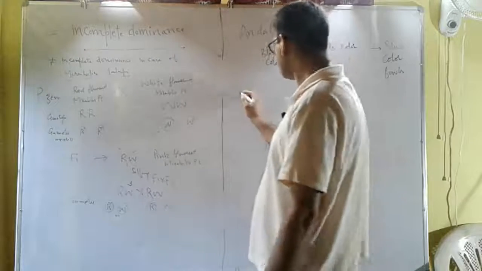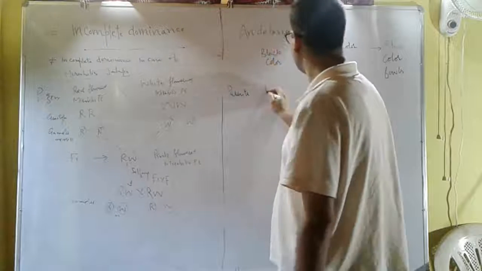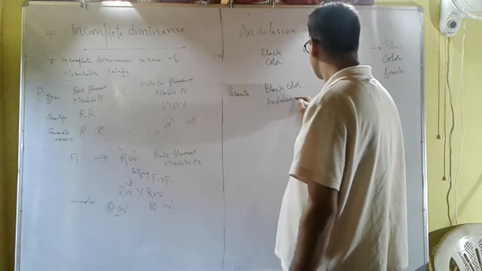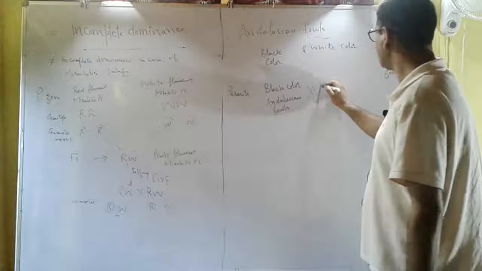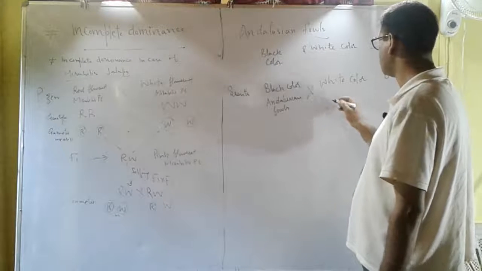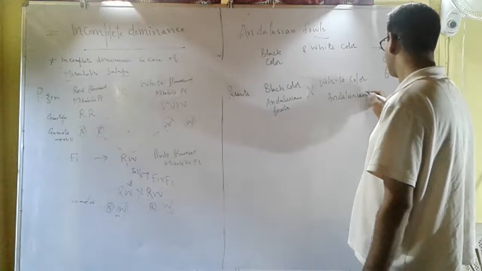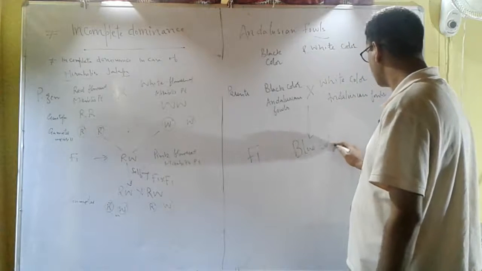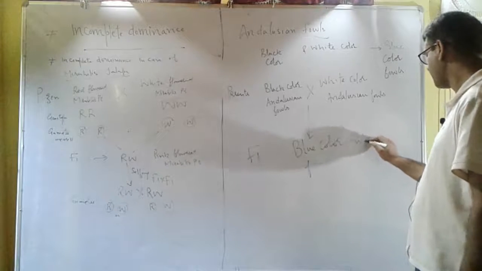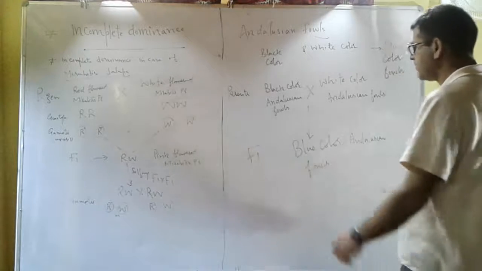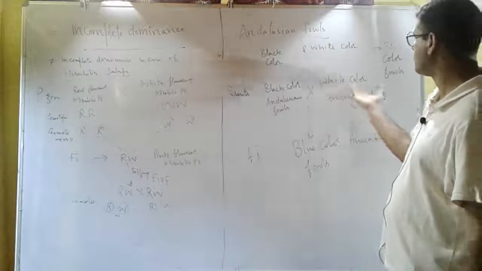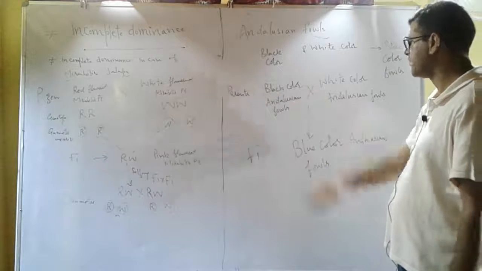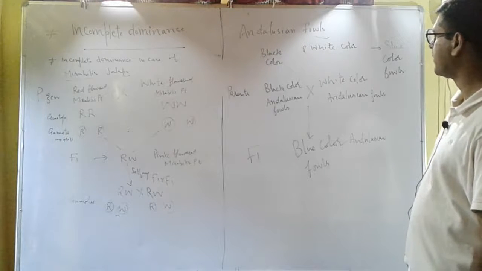So it would be like this. We have parents, black color Andalusian fowls, crossed with white color Andalusian fowls. And in the F1 generation, we obtain blue color Andalusian fowls. So it means that these F1 individuals do not resemble either of the parents, or we can say that they show an intermediate phenotype relative to the parental phenotypes. So this is also called a case of incomplete dominance.